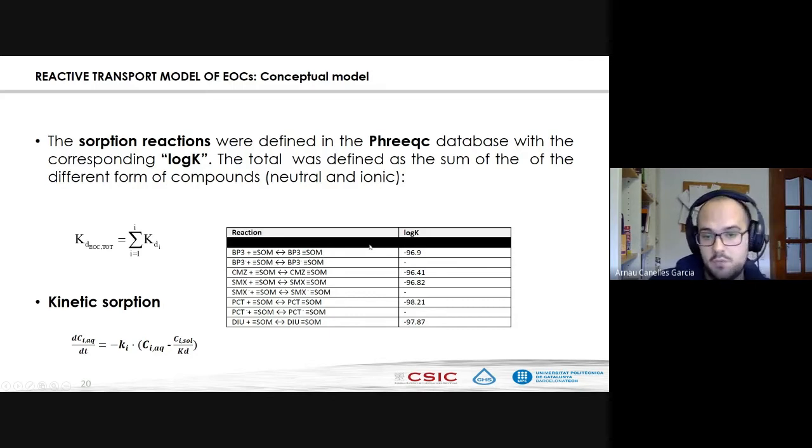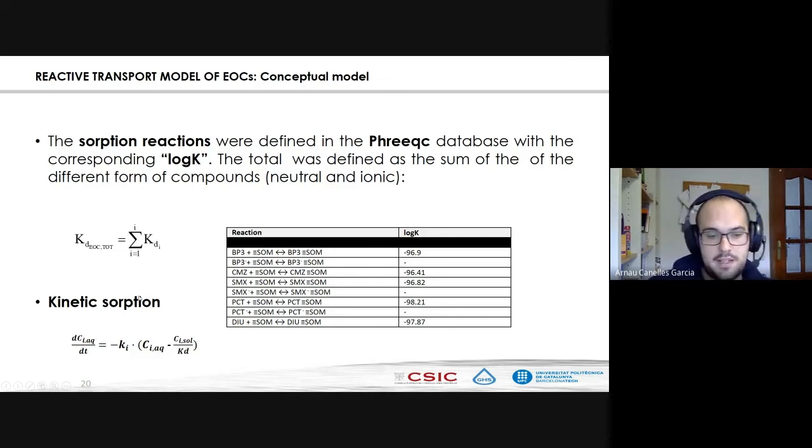And we can define the tendency between being in this ionized way, this complex way, or the initial way. But this was made in FREQ C as an equilibrium. As we can see, this is mainly some sort of equilibrium. But in some cases, we found that this equilibrium was not good enough to fit our data, and we had to define some sort of kinetic sorption, which was included in the numerical model.